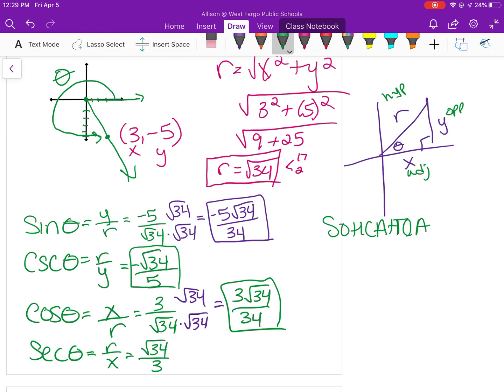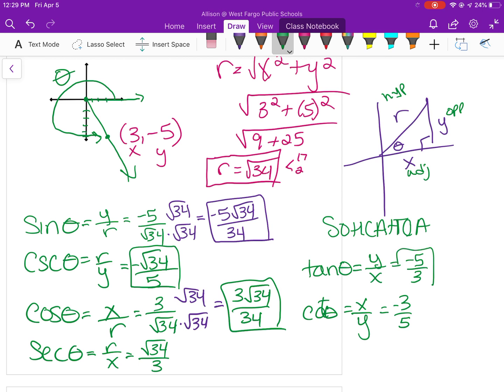And then tangent is opposite over adjacent, so y over x. So that's going to be -5 over 3. And cotangent of theta will be the reciprocal, so x over y, which will be -3/5. Now notice that if this is all students take calculus, we're in the 4th quadrant, so only cosine and secant should be positive in your answers, and they are. They're the only 2 positive ones, because only cosine is positive in the 4th quadrant.